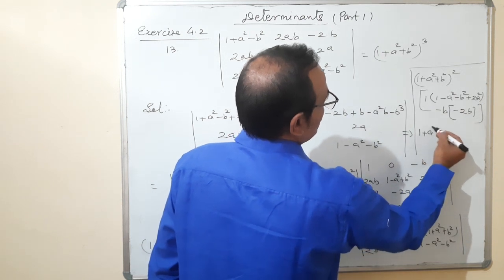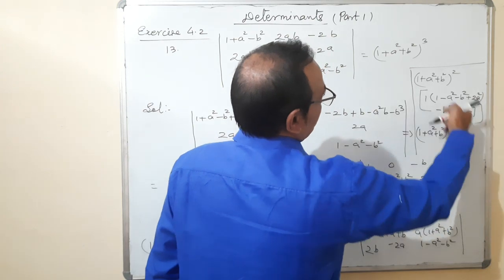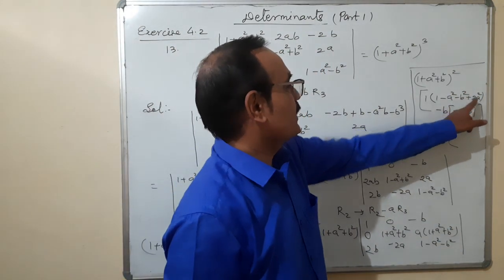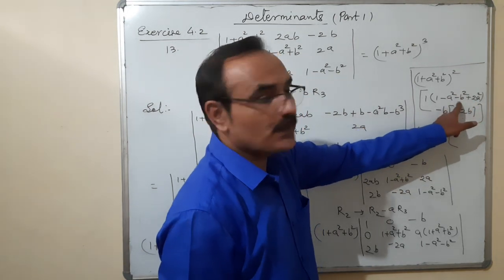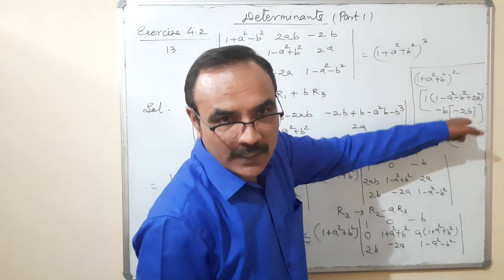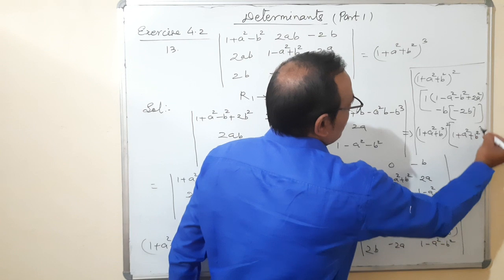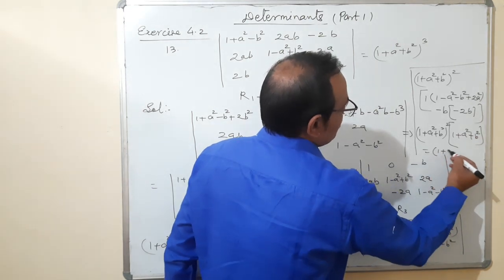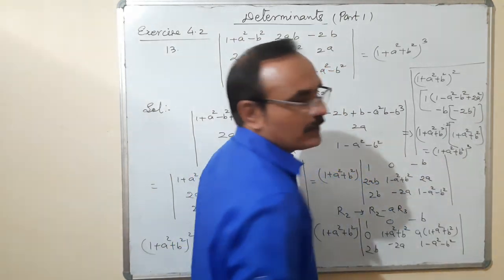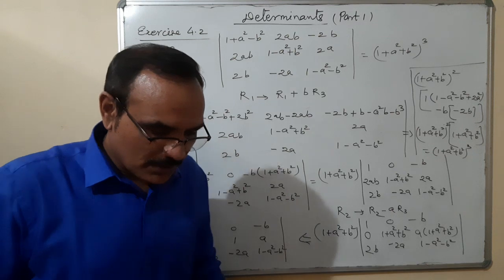1 plus a square plus b square whole square. And when we calculate this term, 1 minus a square plus 2a square, it is 1 plus a square minus b square plus 2b square. Minus b square plus 2b square is plus b square. So it is 1 plus a square plus b square. So what is coming? 1 plus a square plus b square to the power 1 plus 2, it is 3. Okay. So friends, this is the solution of question number 13.